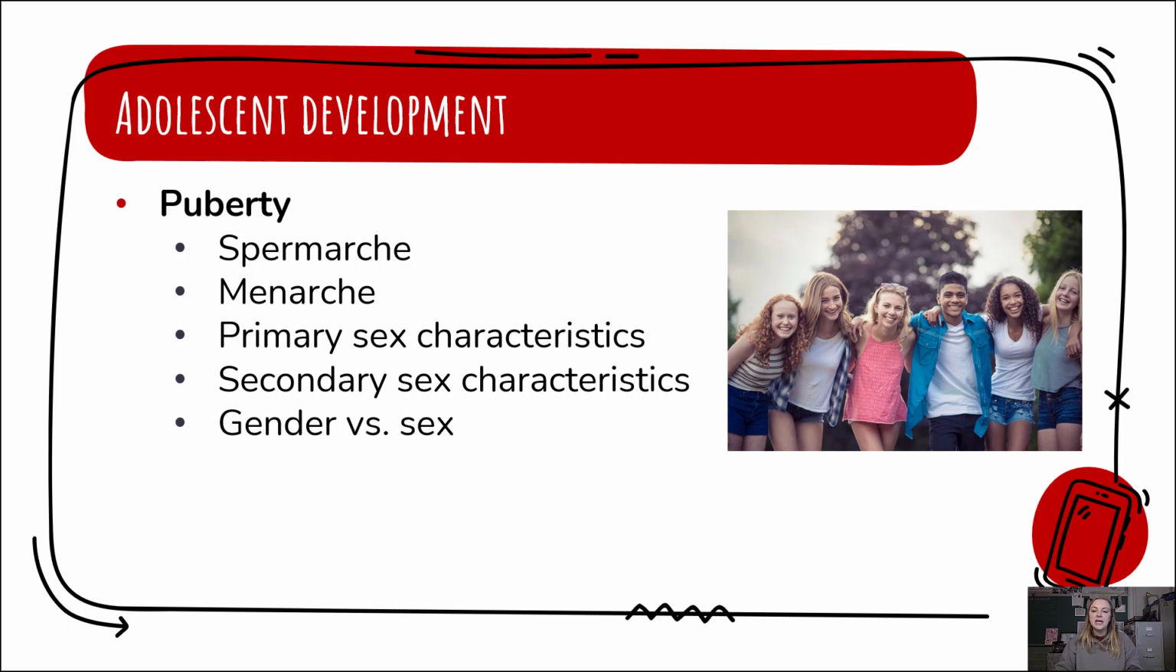Puberty is the stage of development when the genital organs reach maturity and secondary sex characteristics begin to appear, signaling the start of adolescence. It's marked by either the first ejaculation of sperm in the male, spermarche, or the onset of menstruation in females, menarche. It's also seen by the development of breasts in females, and in both male and females, the growth of pubic hair and increasing sexual interest.